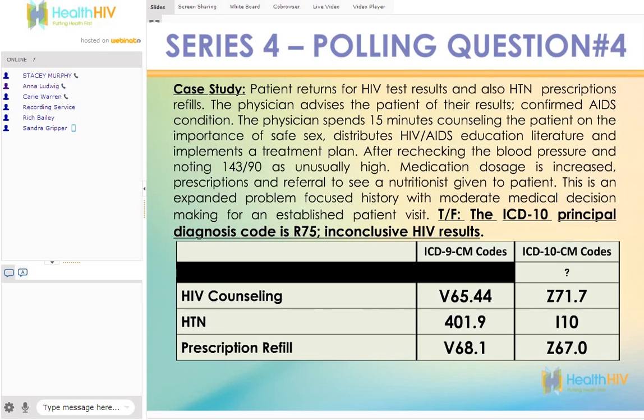The physician also tells the patient they need to see a nutritionist, so he gives them a referral, and they document an expanded problem-focused history with moderate medical decision making. This is a true-false: the principal diagnosis is inconclusive HIV test result. True or false?